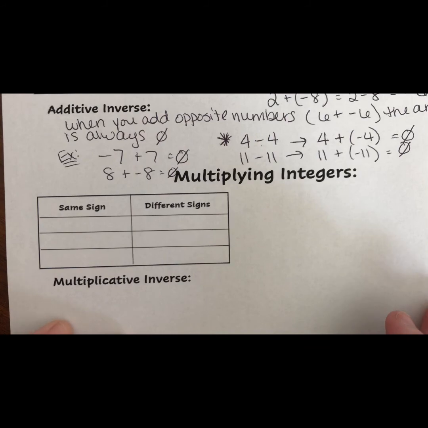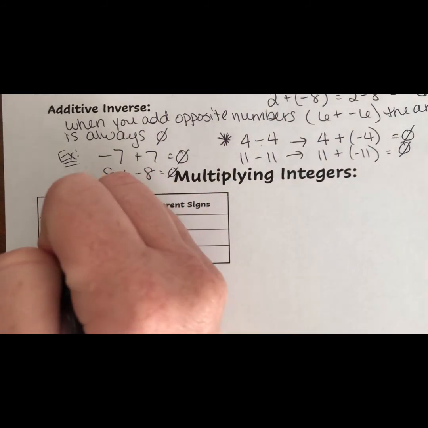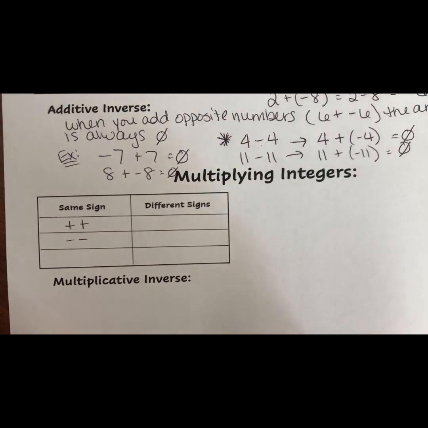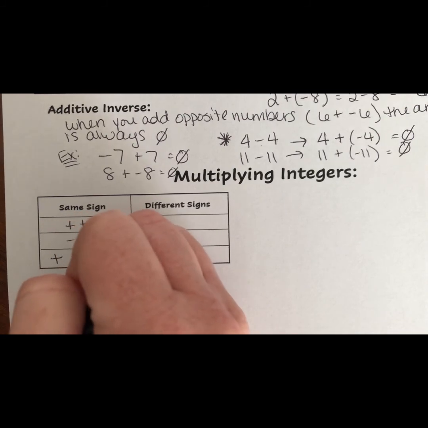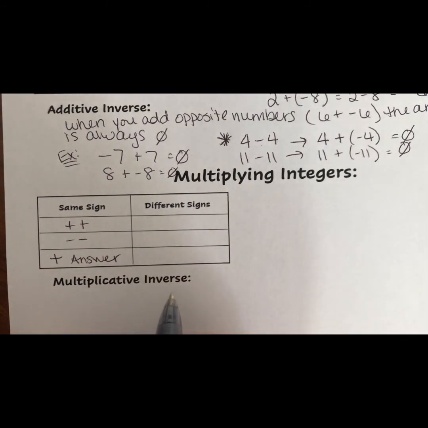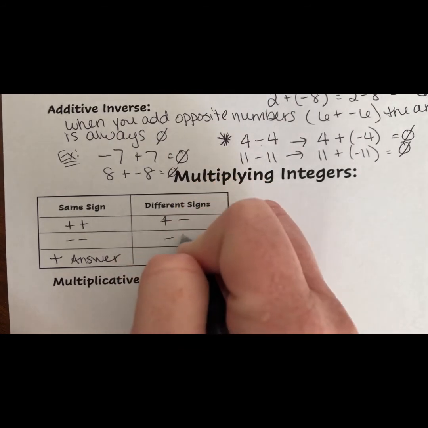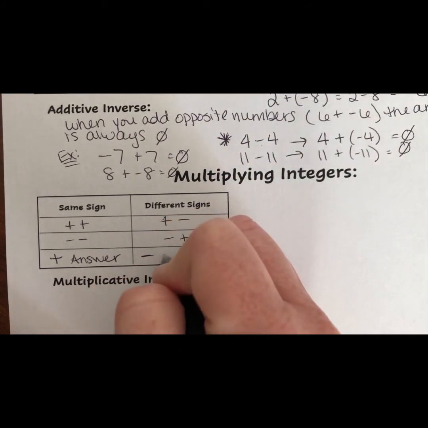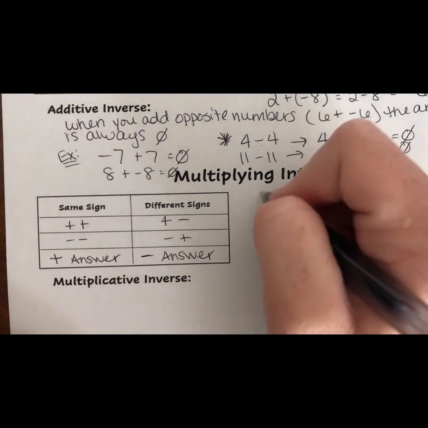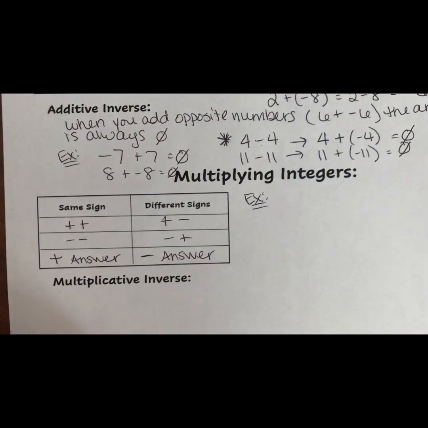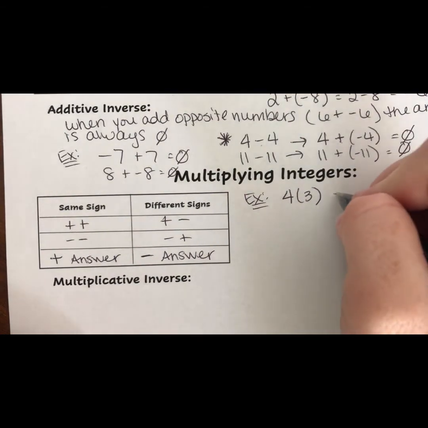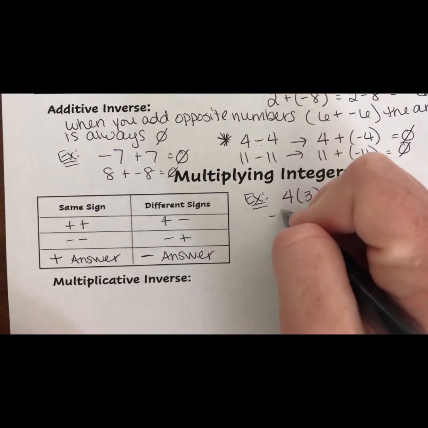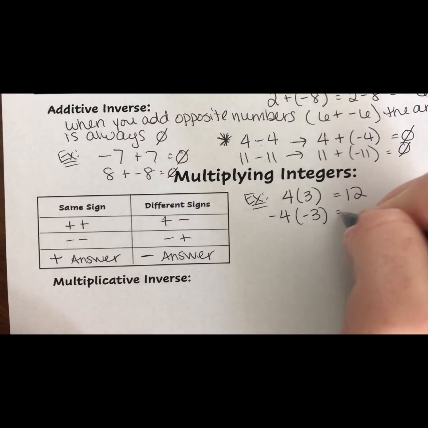So when we're multiplying numbers, if both numbers have the same sign, so they're both positive or they're both negative, the answer is always going to be positive. So we're going to put positive answer. If the two numbers that we're multiplying together have opposite signs, then the answer is always going to be negative answer. So for example, if I multiplied 4 times 3, they're both positive numbers, so my answer is going to be positive.